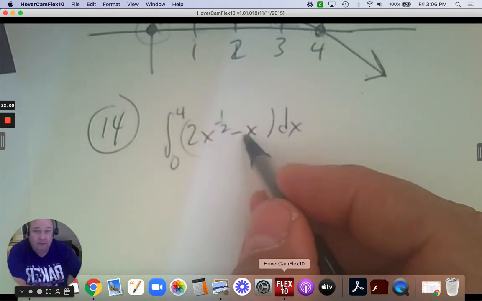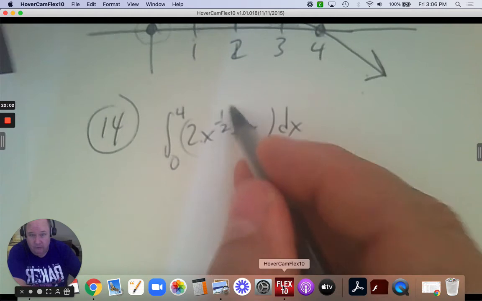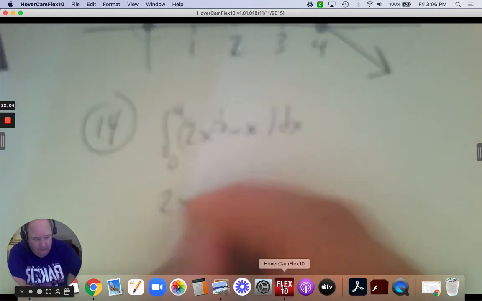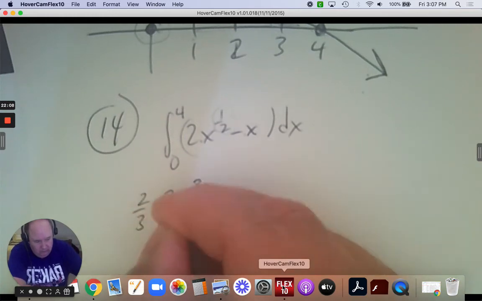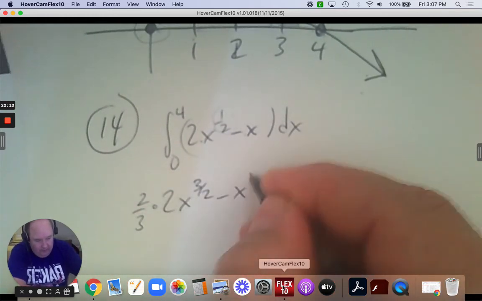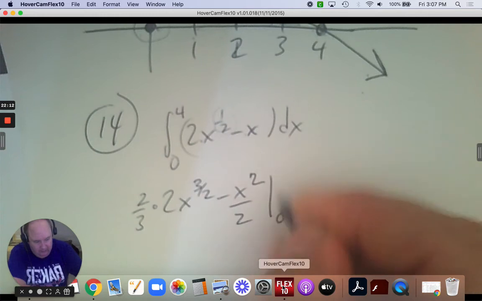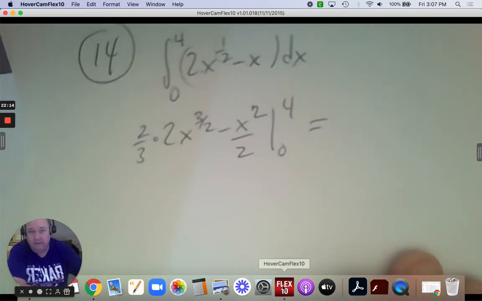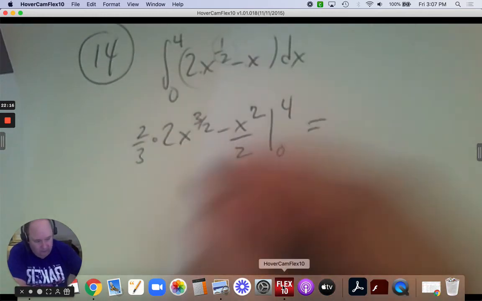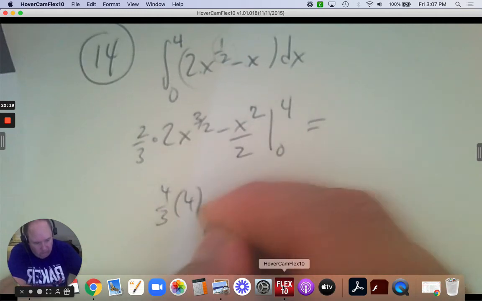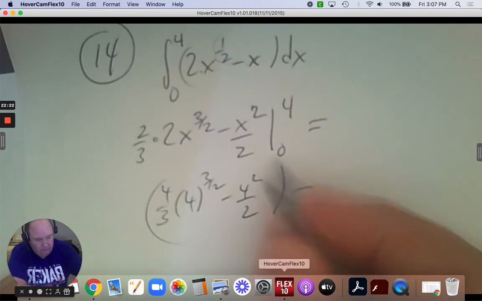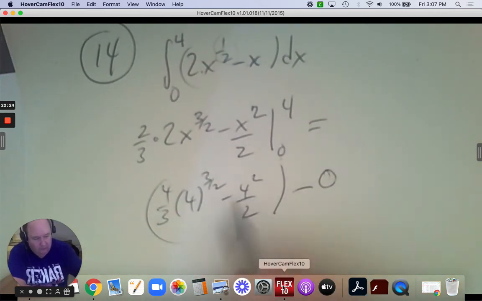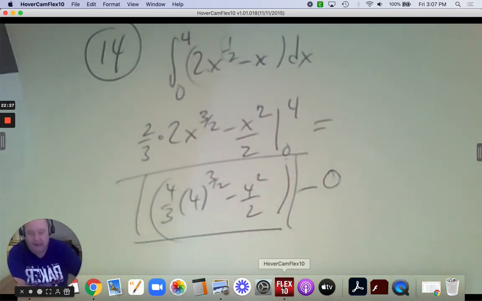To do this definite integral, do the antiderivative. So add 1 to the exponent and then do the reciprocal, and then negative x, you add 1 and divide, and we're integrating from 0 to 4, and then just substitute in. So this is 4/3, plug in 4, and then subtract. Now when you plug in 0, the answer is 0. So this is that area.